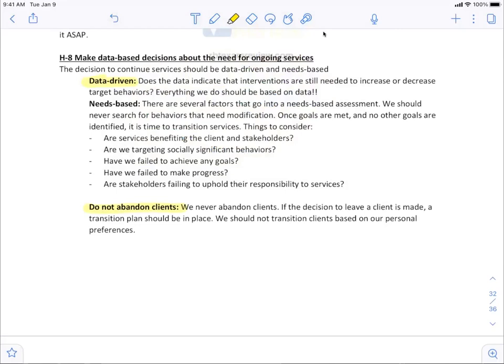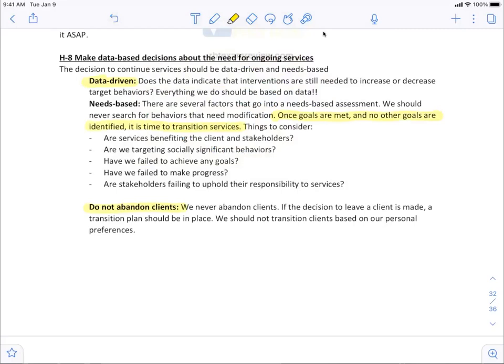Because again, what are their needs, right? Several things go into a needs-based assessment. Never search for behaviors that need modification, meaning if you've hit all your targets, hit all your goals, once goals are met and no other goals are identified, don't just start making things up because you want to keep the client, all right? Transition them out, bring in a new client.